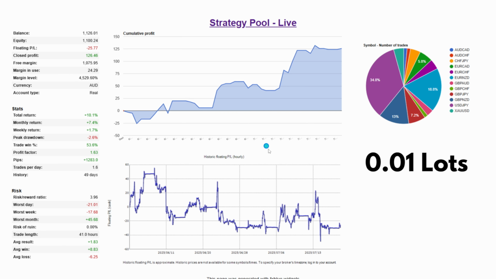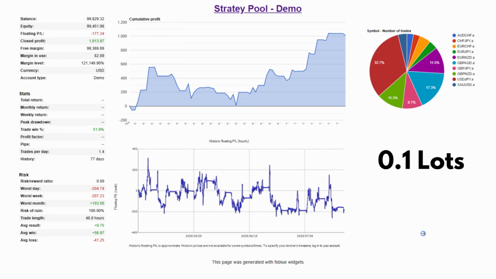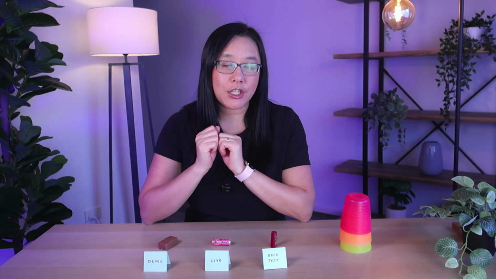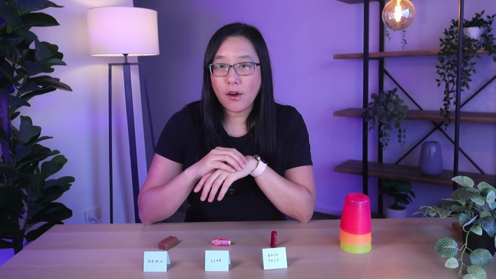Okay, so on my live account, I've been trading at 0.01 lots. Whereas on my demo account, I've been trading with 0.1 lots. So I will need to go in and multiply my live account data by 10. And I'm going to only look at strategies that exist on both accounts and pick only the strategies with 6 or more trades, because it's really hard to do a fair comparison of only a handful of trades.